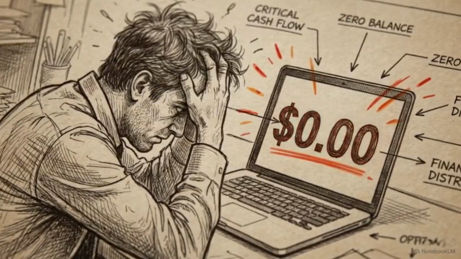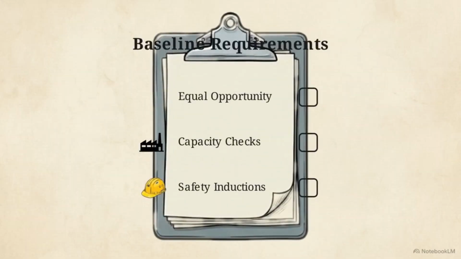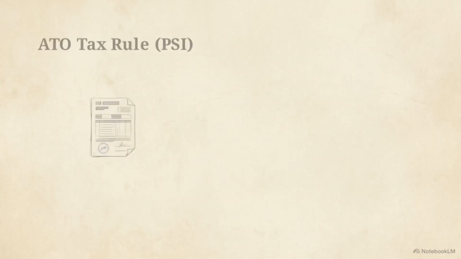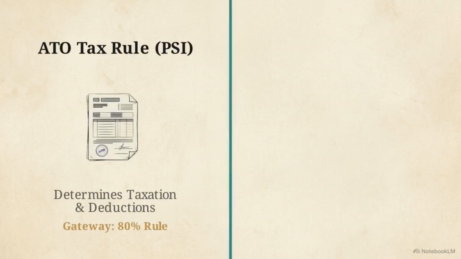Stage 4 involves the final selection. This covers baseline requirements like equal opportunity compliance, capacity checks, and safety inductions. During this stage, builders often rely on a major industry misconception: the idea that the 80% rule defines whether someone is an independent contractor. The 80% rule is an ATO tax test for personal services income, determining taxation and deductions. It has no connection to employment law.